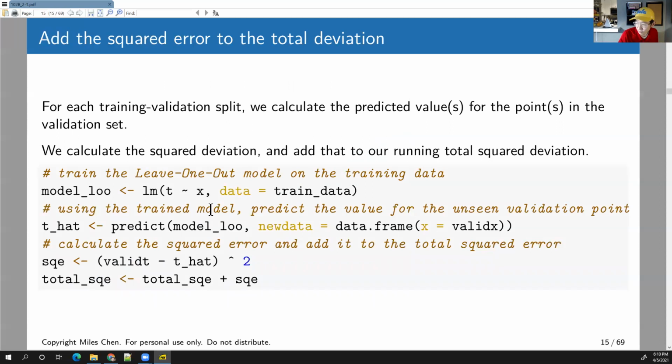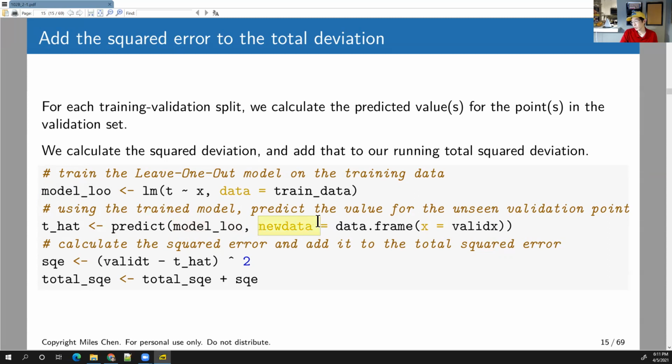And just to store this in code, this is how it works. The Leave-One-Out model, LLO, is a linear model where we're using the training data to create the model. Once you have that, I'm using the predict function, and we're going to say, all right, I want to make a prediction using the Leave-One-Out model.